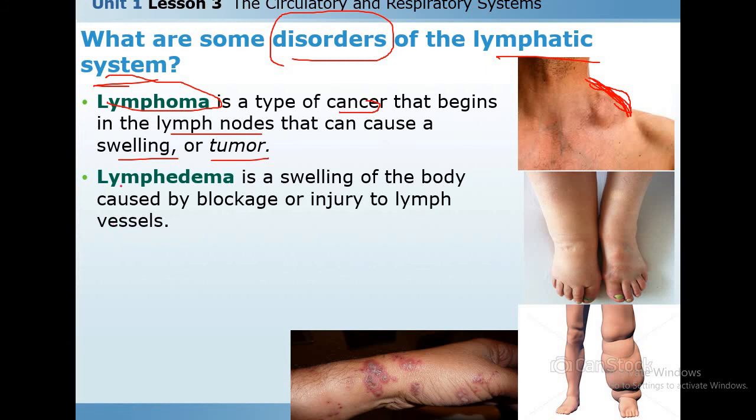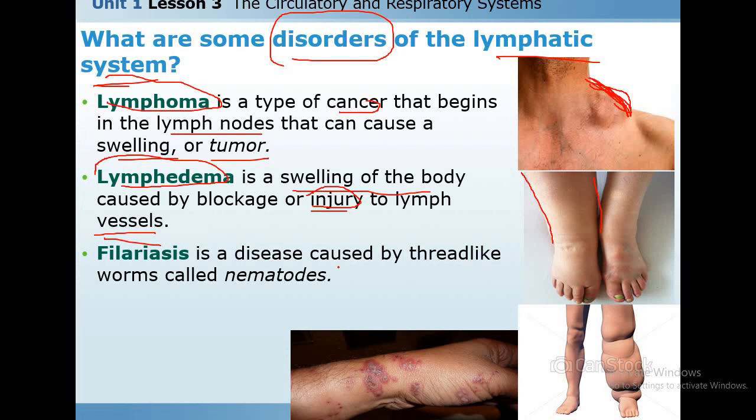Second disorder, lymphedema. Lymphedema is the swelling of the body caused by blockage or injury to the lymph vessels. So lymphedema is a swelling caused by injury to the lymph vessels. This is called lymphedema. So, we have lymphoma, which is a type of cancer, while lymphedema is a swelling caused by injury to lymph vessels.